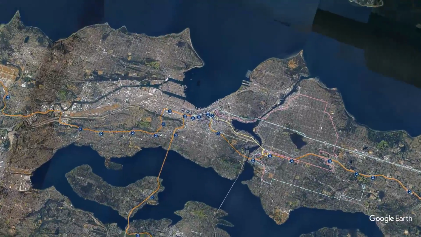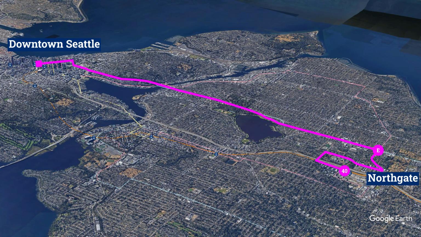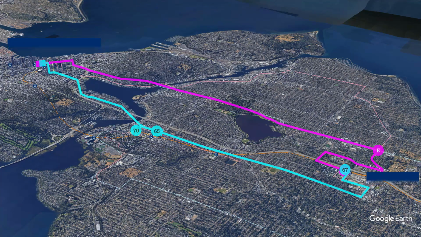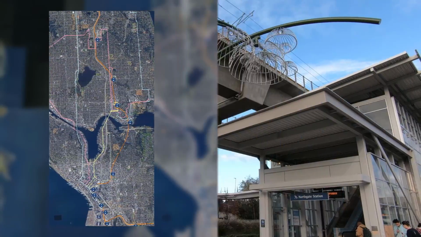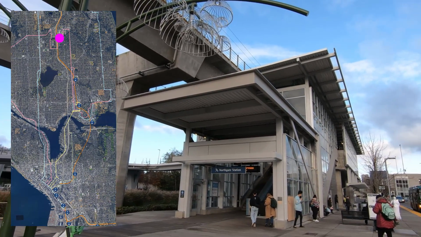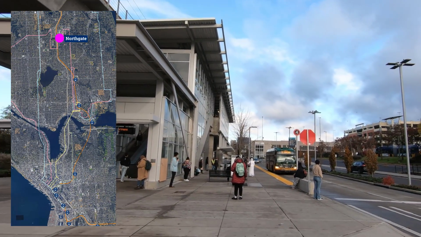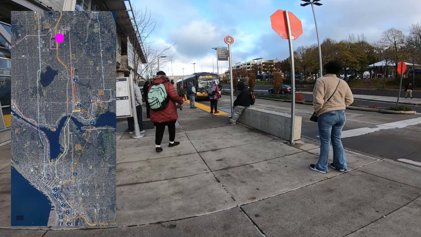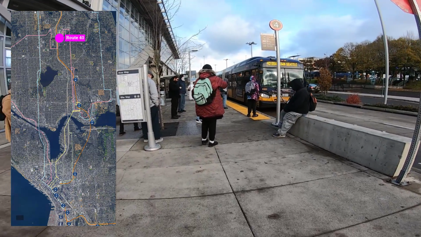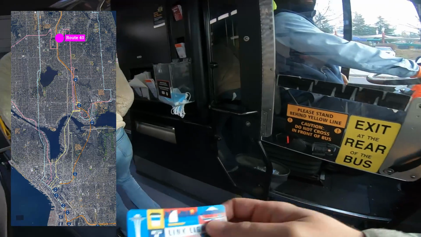Our final trip will take us from Northgate Station to downtown Seattle. We'll use these bus options: the 40 and Rapid Ride E, and the 67, 65, and 70. Average trip times for these options run from 45 minutes to a little over an hour. For the first option, we start at the south entrance of Northgate Station. We'll catch the 40 bus heading towards downtown Seattle.